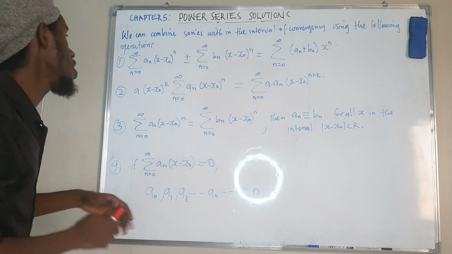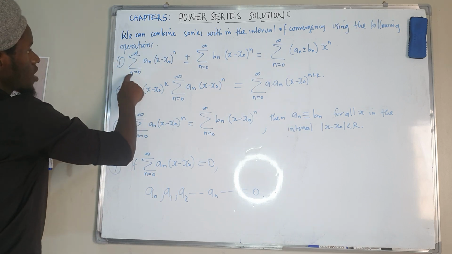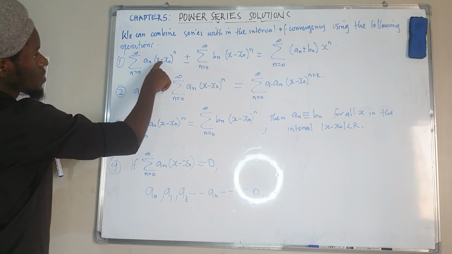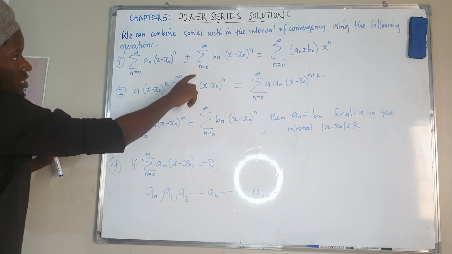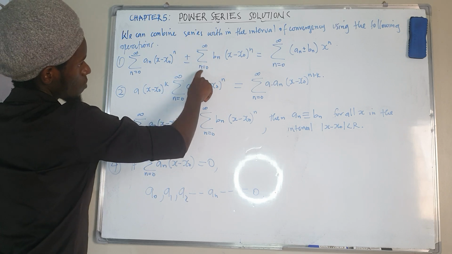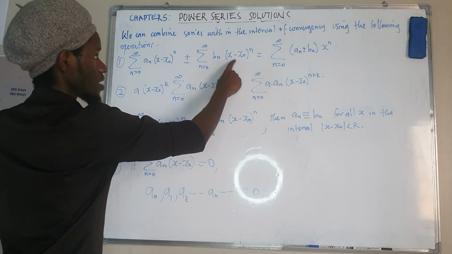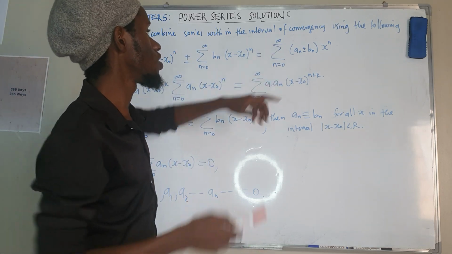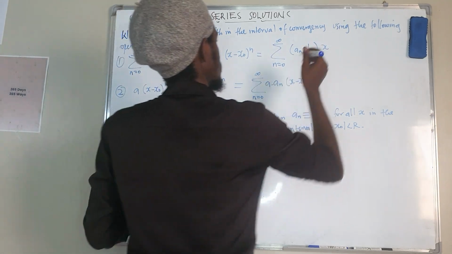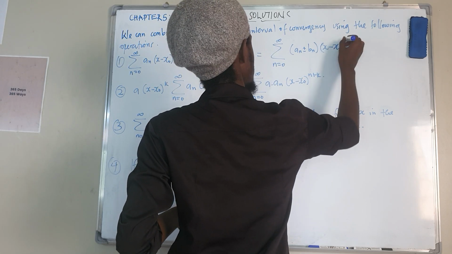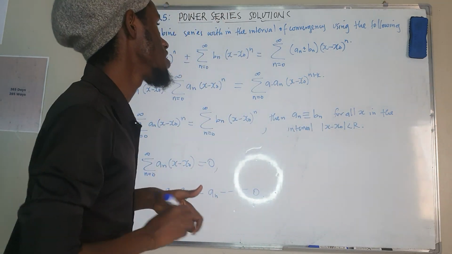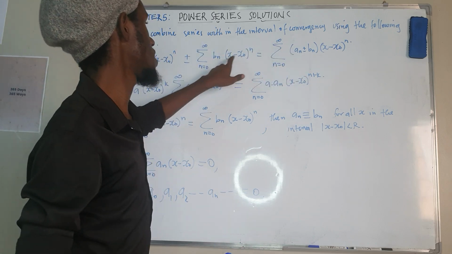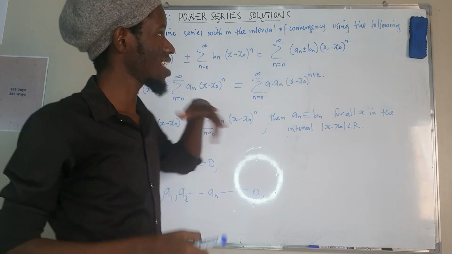If our power series 1 is the summation from n equals 0 up to infinity of an times (x minus x naught) power n, plus or minus the summation from n equals 0 up to infinity of bn times (x minus x naught) power n, this should be the same as putting them together: the summation of (an plus or minus bn) times (x minus x naught) power n. Remember, this x minus x naught is the same, so just put it outside.